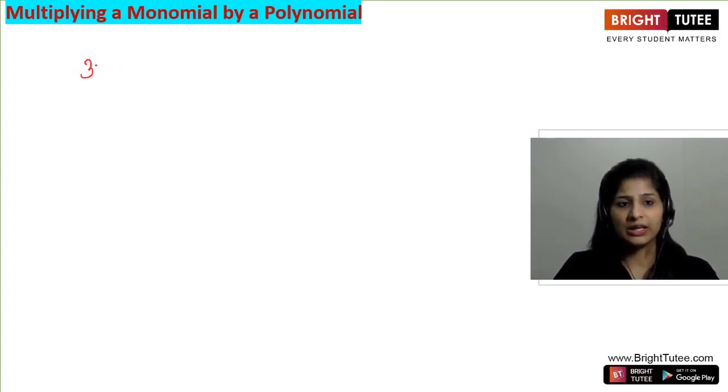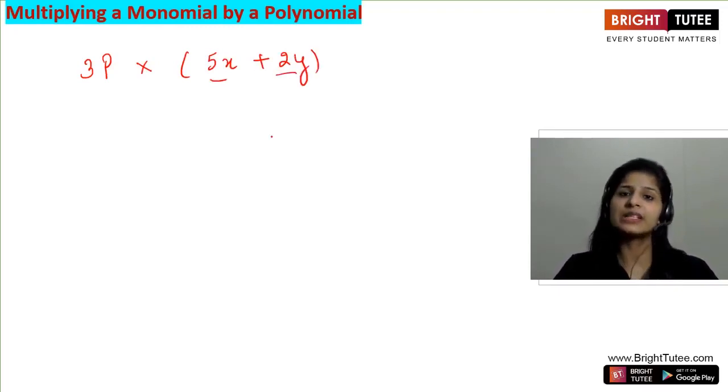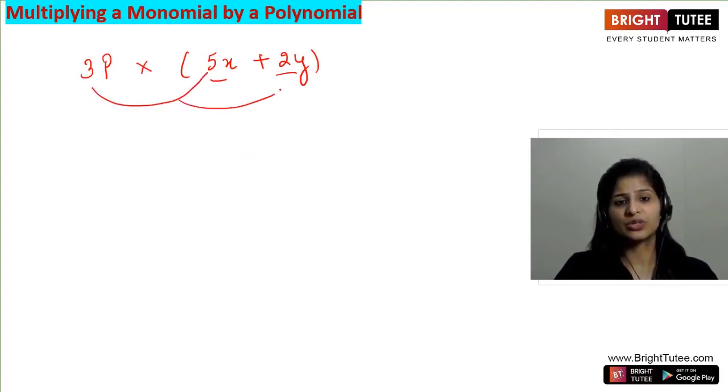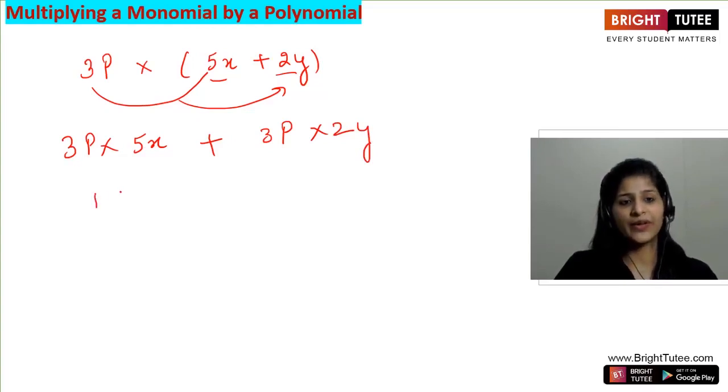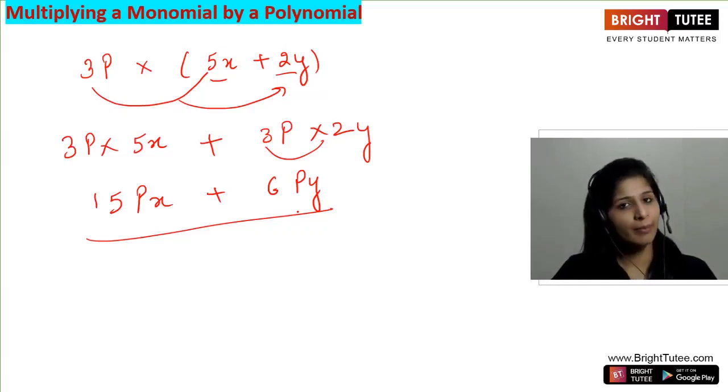So let us take a monomial 3p. This is a monomial, and you have to multiply it with 5x plus 2y. Because it has two terms, it is a binomial. When you multiply, it will be distributed. We are going to use the distributive law. 3p will be multiplied with 5x, then the plus sign will come, and 3p will get multiplied with 2y. 3 into 5 is 15px plus 3 into 2 is 6py. So this is how we multiply a monomial with a binomial.